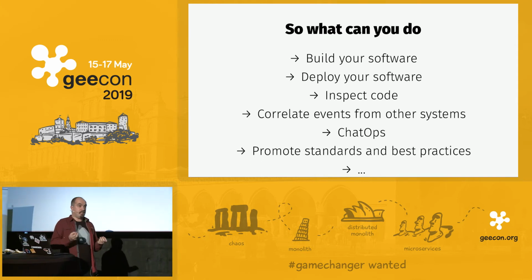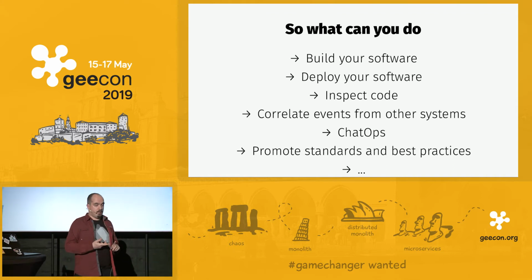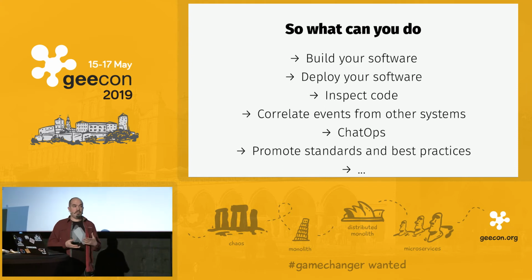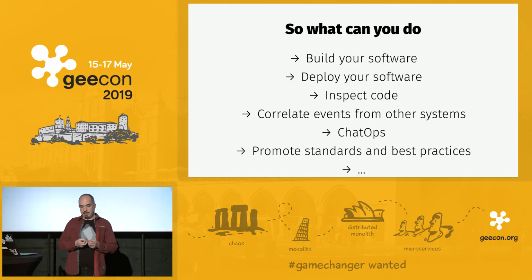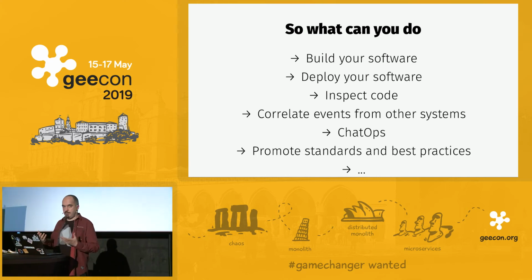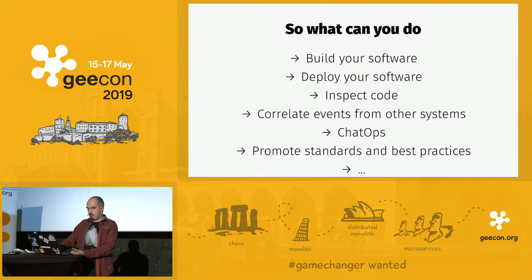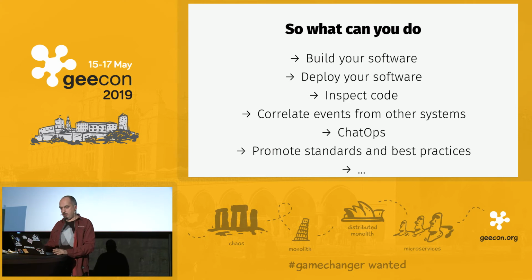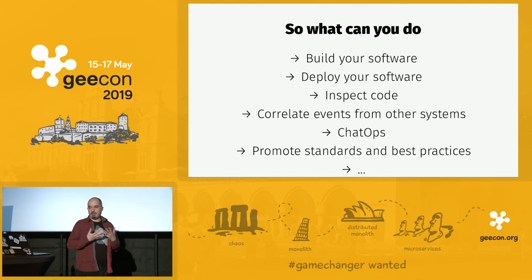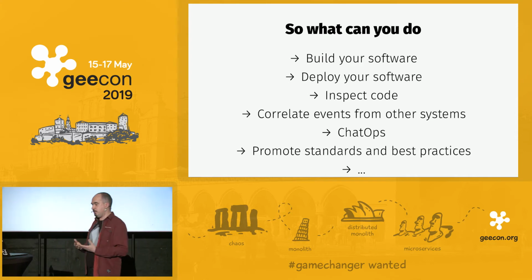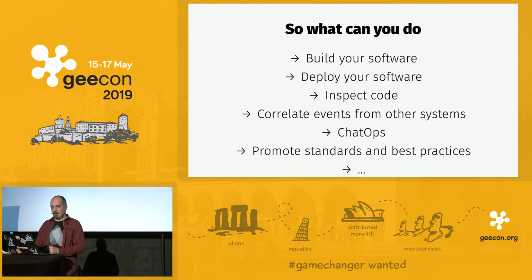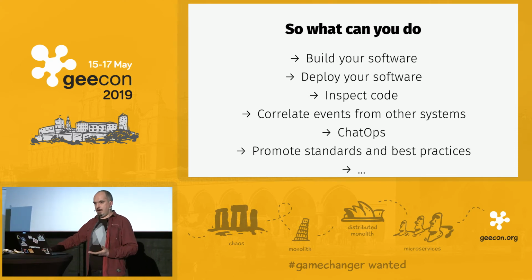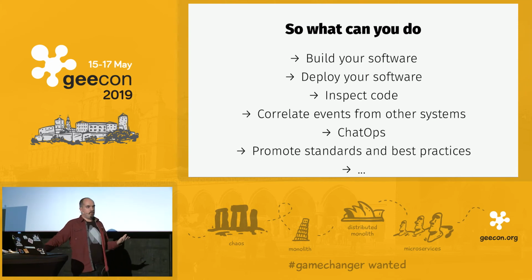So if an application goes down, you can see which commits caused that application to go down, and it can actually also detect who did that commit and send that person a message to say like, okay, something went wrong after you committed to production. Of course, chat ops, because it's tightly integrated with your chat tools. And you can also promote just the standards and best practices of your own application and your own company, and a lot more.